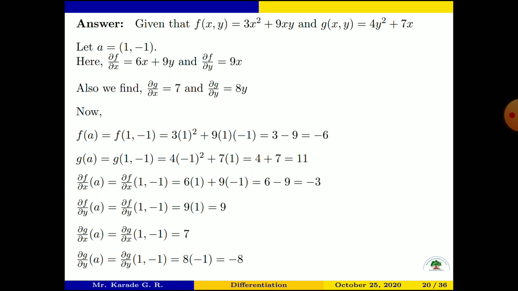After that we find the partial derivative of f with respect to y at point a, and that function is 9x. So 9 into x is 1, so 9 into 1 is equal to 9. Then find the value of the partial derivative of g with respect to x at point a, and that function is 7. So the partial derivative of g with respect to x at point (1, -1) is a constant number 7.